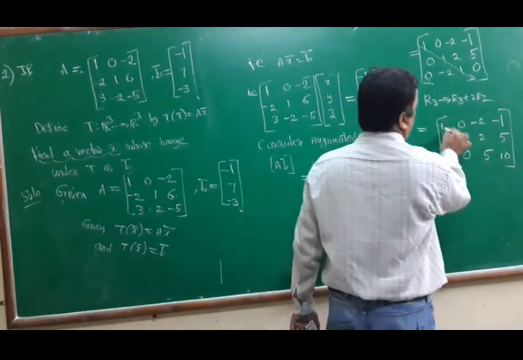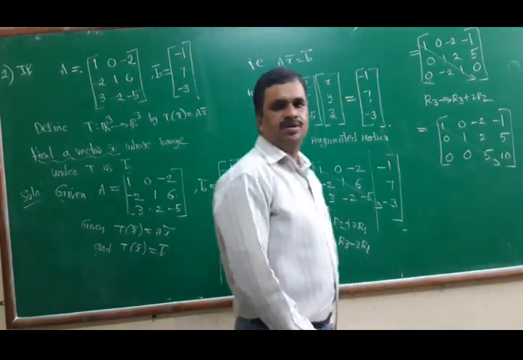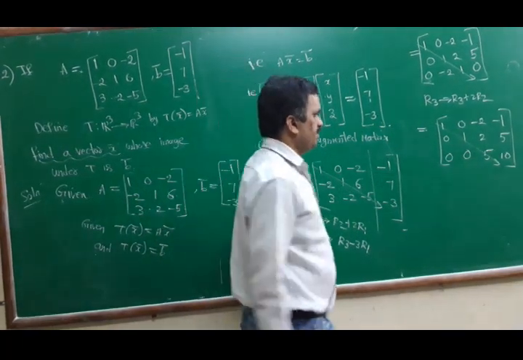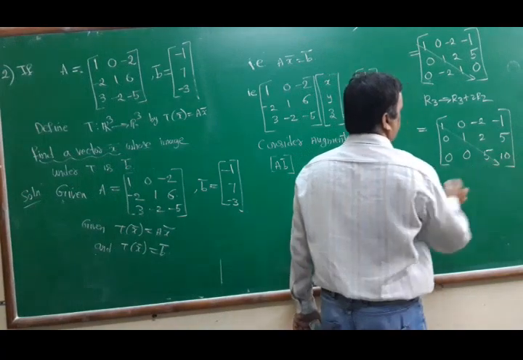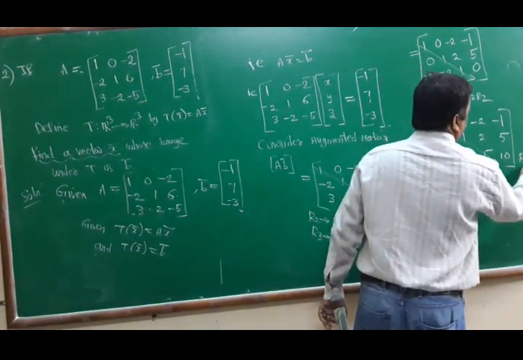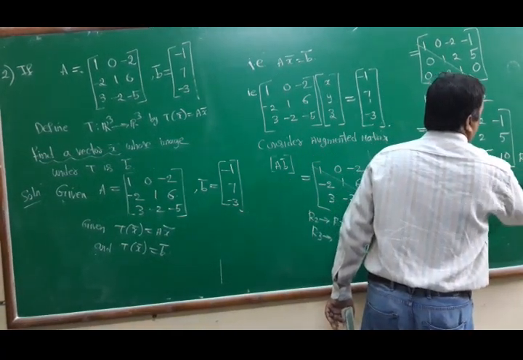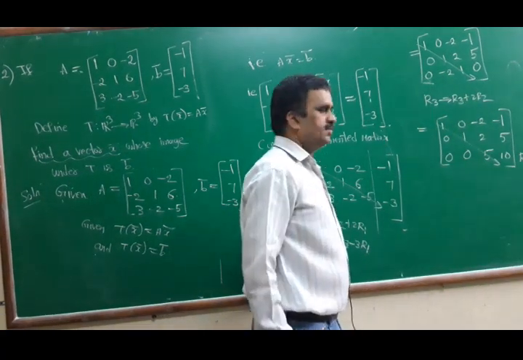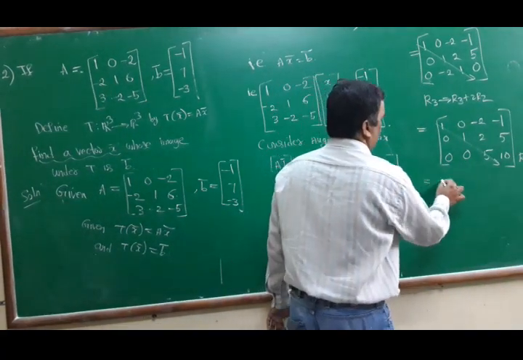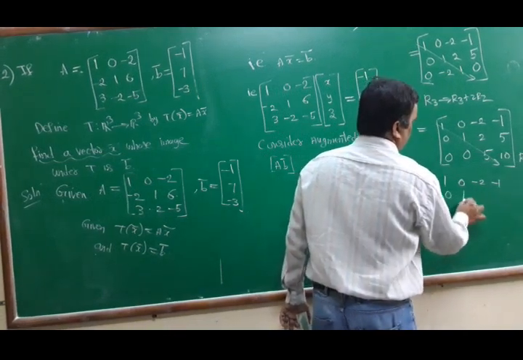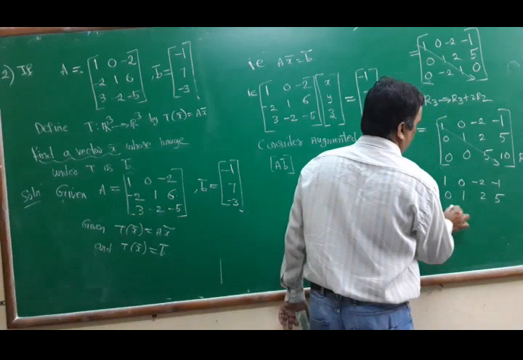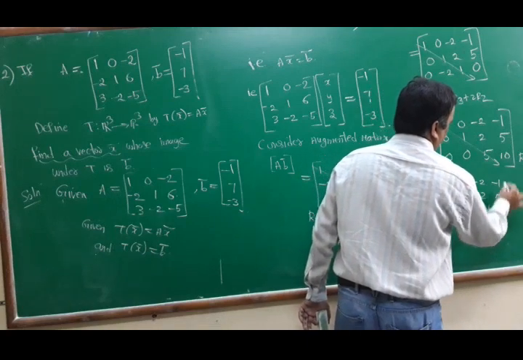Now I got the echelon form. Of course, I will divide the third row by 5: 5 times 1 is 5, 5 times 2 is 10. So simply R3 implies R3 by 5. We are getting 1 0 minus 2 minus 1, 0 1 2 5, 0 0 1 2.